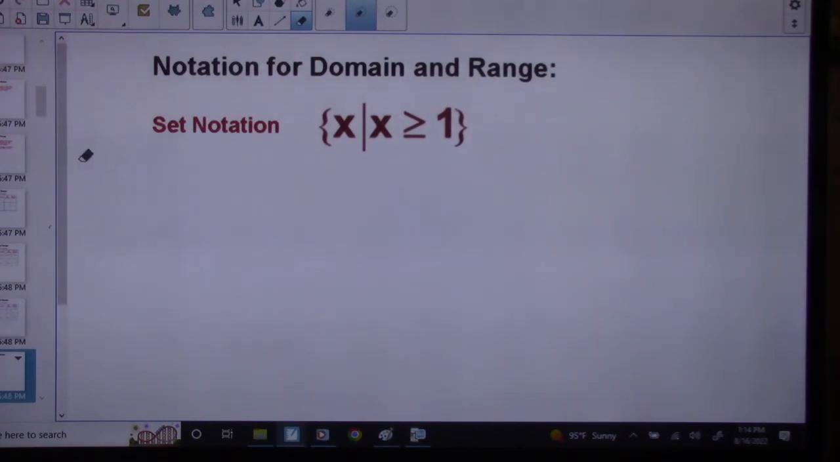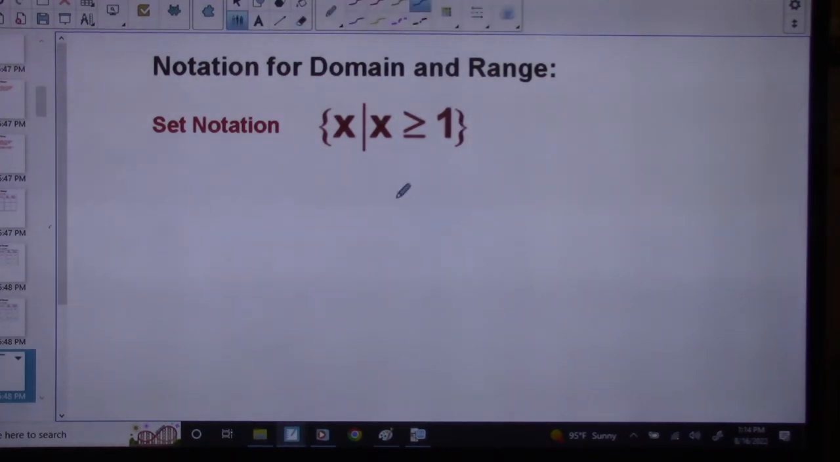Okay, notation for domain and range, and we're going to 26, aren't we? Okay, good. Set notation. Here's an example of set notation. You ever seen something like that? It's called set notation or set builder notation. Now, we did this a couple times in the Algebra 2 builder, a little bit, remember that? So we've already talked about it, so I'm glad we did it for that reason alone.